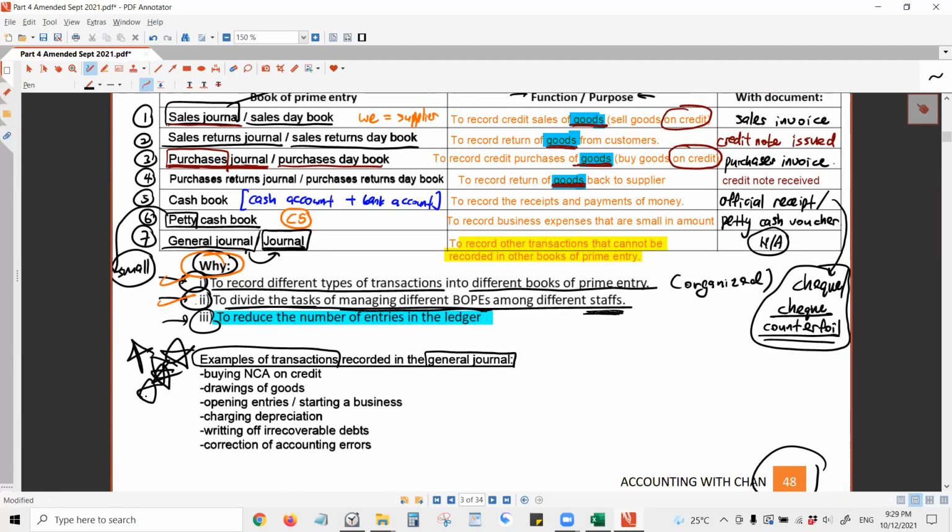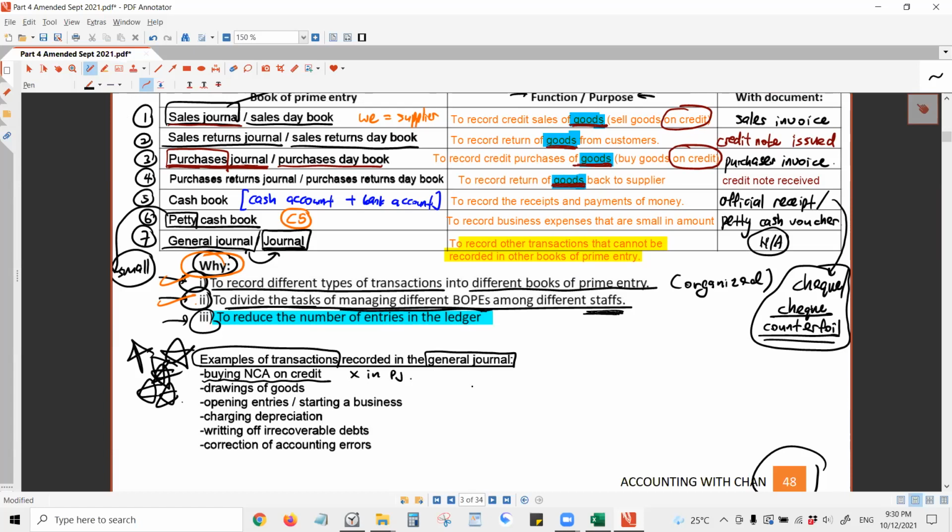Draw a few stars here. Okay, draw a few stars here. Buying NCA on credit. Okay, Boon-Kit, now this answers your question. When you buy NCA on credit, you cannot record into the purchase journal. You have to record it into the general journal because that's the function of general journal. So buying NCA on credit is one example of the transactions that you can record into the general journal.